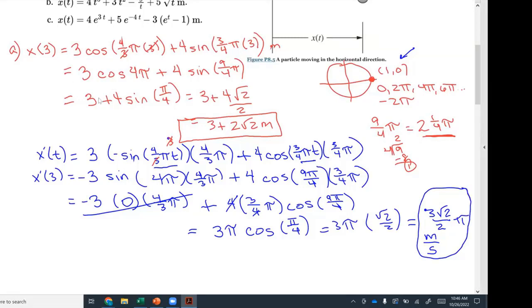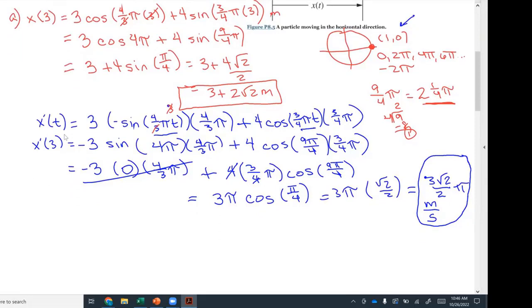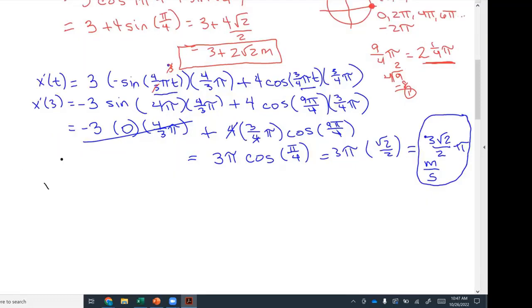And then if I want my acceleration, I have to take the derivative of the derivative. I'm just going to write x prime of t, but instead of that, I can write this as v of t, which is my velocity. And then I'm just going to clean this up, because you do not want to take the derivative of this line here until you clean it with algebra.